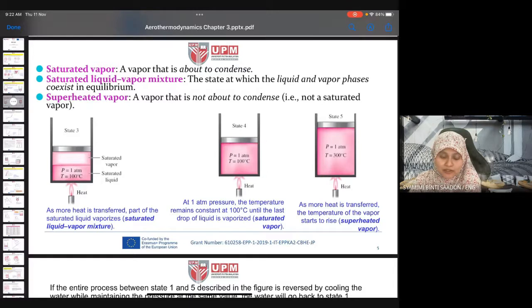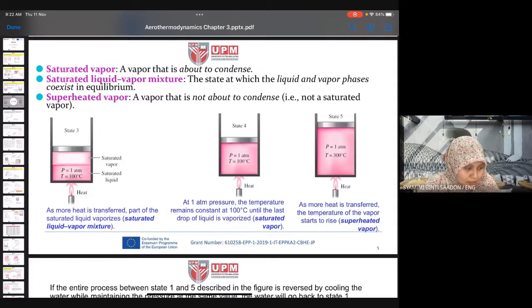So we have that saturated liquid-vapor mixture. There's always a percentage of those phases, liquid and vapor. Maybe 80% liquid, 20% vapor, and then it will change until 100%. Saturated means 100%, for example, saturated vapor is 100% vapor, saturated liquid is 100% liquid. Okay.